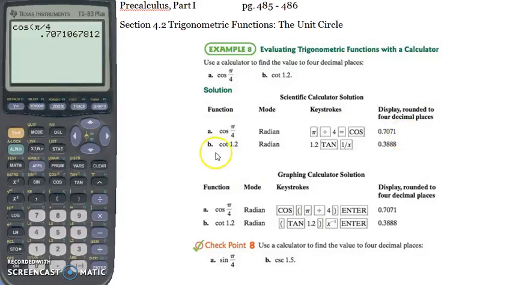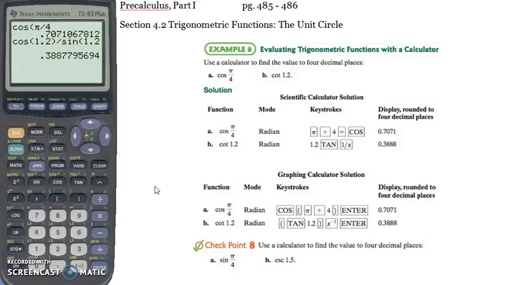Okay, cotangent of 1.2, there's a couple ways to do cotangent. You can do its quotient identity, which is cosine over sine. So you could do cosine of 1.2 over sine of 1.2. So cosine of 1.2, and here you have to close the parentheses in order to divide, over sine of 1.2. That's the quotient identity, cosine over sine.